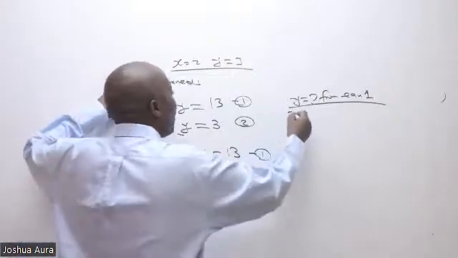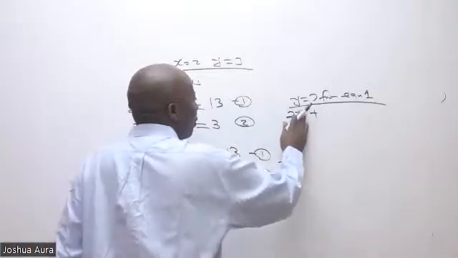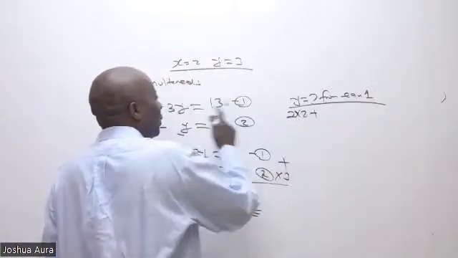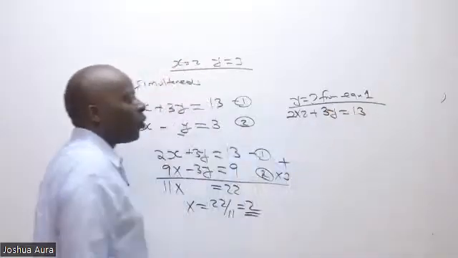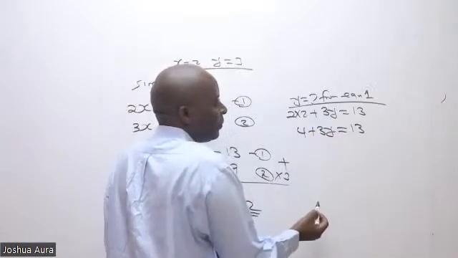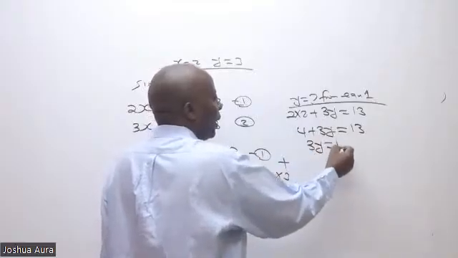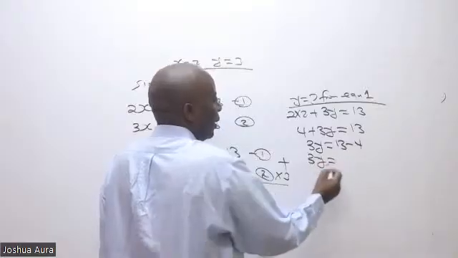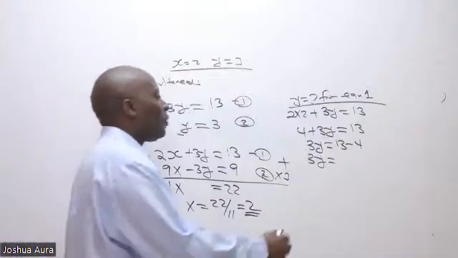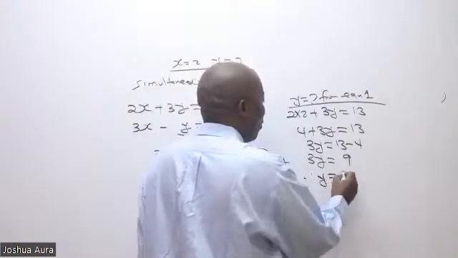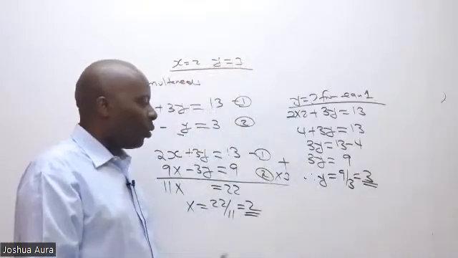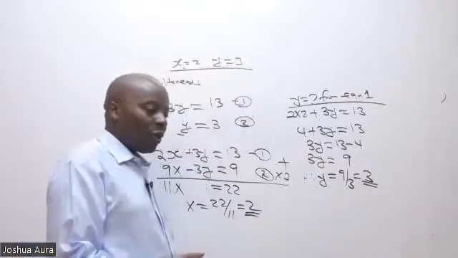So then what do we have here? We have 2x plus 3y equals 13. Fortunately, we know that x is 2. So 2 times 2, because x is 2, plus 3y equals 13. This boils down to 4 plus 3y equals 13. Take this to the other side. It will be 3y equals 13 minus 4. 13 minus 4 gives me 9. So my y will be 9 divided by 3, which gives me 3. Y equals 3.